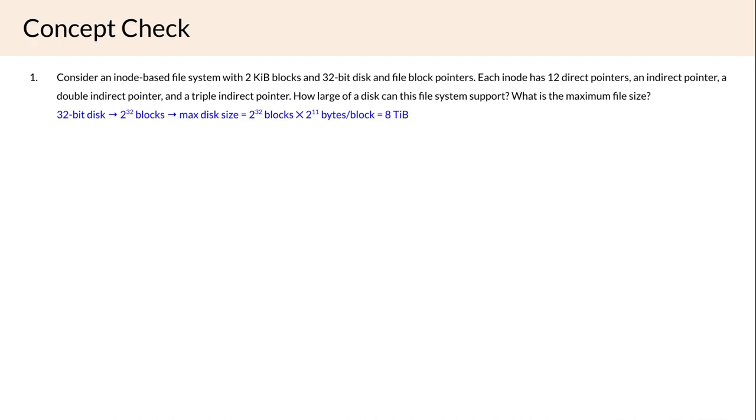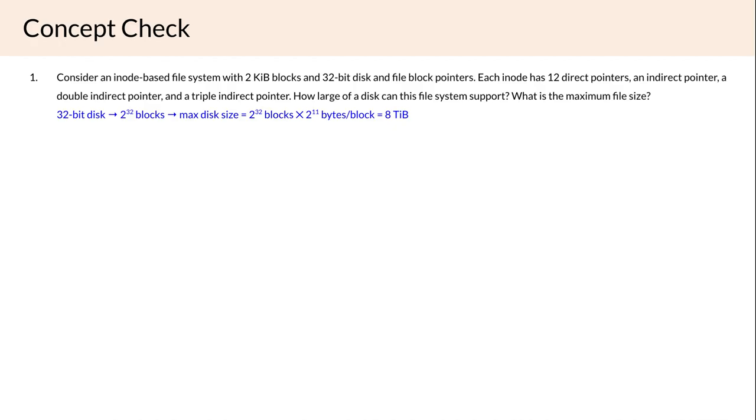Now, what is the maximum file size? For this question, we're going to look at the structure of the inode. And here it says that each inode has 12 direct pointers, 1 indirect, and a doubly and triply indirect pointer. And so we recall that each direct pointer corresponds to a data block for the file. And so each of those 12 direct pointers is going to map to a data block that is 2 kilobytes in size. And so from the direct pointers alone, we can store 12 times 2 kilobytes of data.